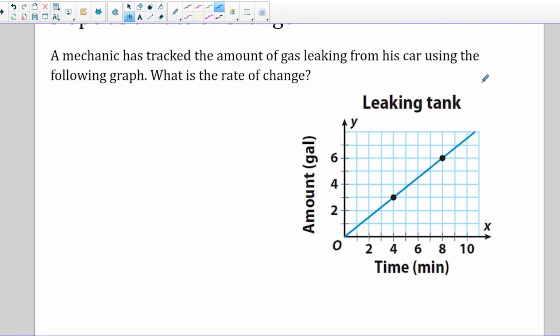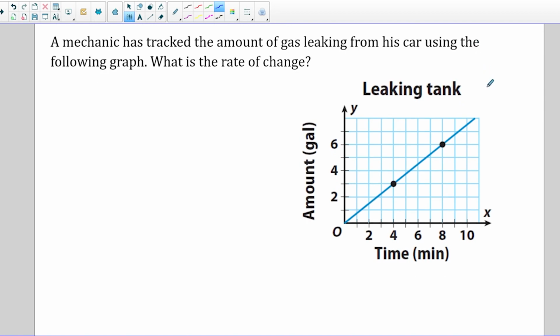Now the last question that we're going to look at today is we are seeing a mechanic tracking the amount of gas leaking from his car using this graph. So what is the rate of change? Luckily for us, there are 2 points that we can use to figure out what our rise and run will be. So our first step, let's go ahead and figure out the rise. In this case, we are moving from a positive 3 here up until 6. So that's a difference of 3. So our rise is a positive 3. And then moving across from here to here, we are moving from 4 to 8. So our run is equal to 4.